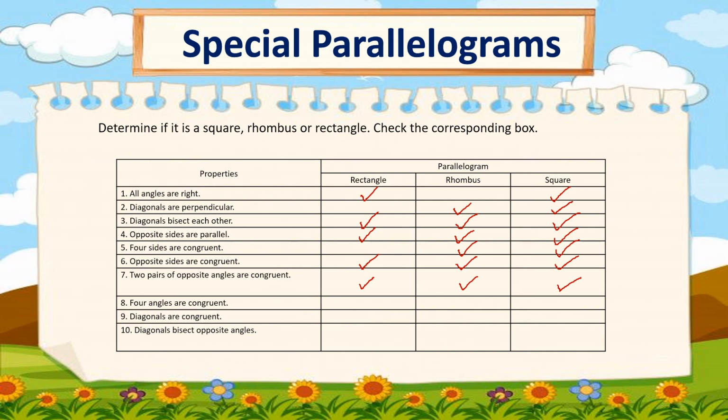Number 8, 4 angles are congruent. This applies to rectangle and square. Number 9, diagonals are congruent. So this is true to rectangle and square. Number 10, diagonals bisect opposite angles. So this is true with rhombus and square.